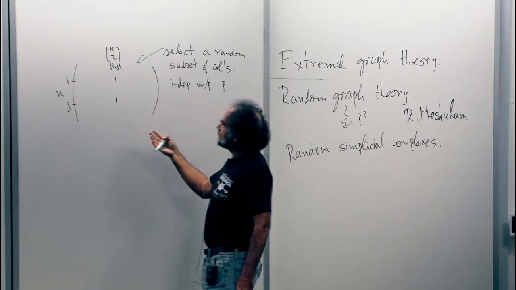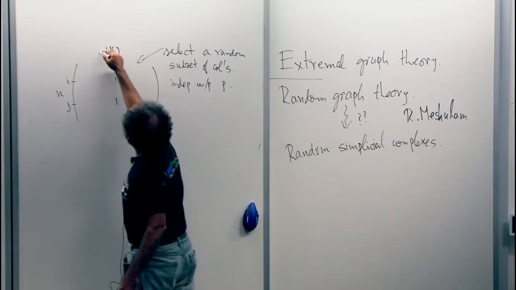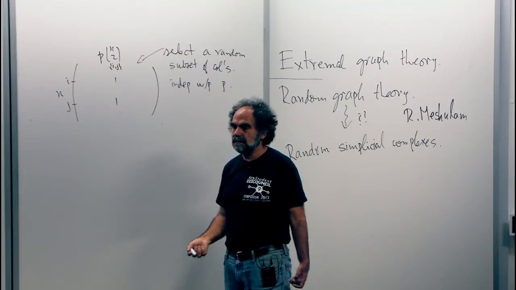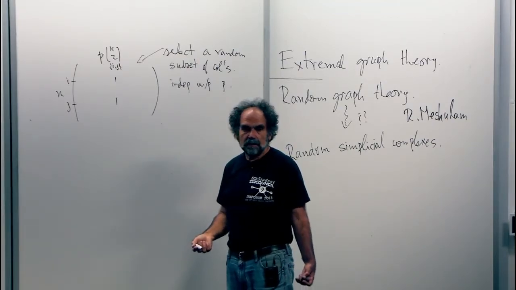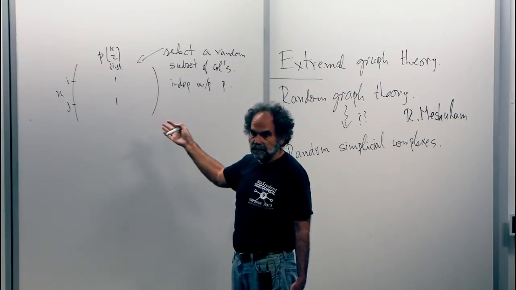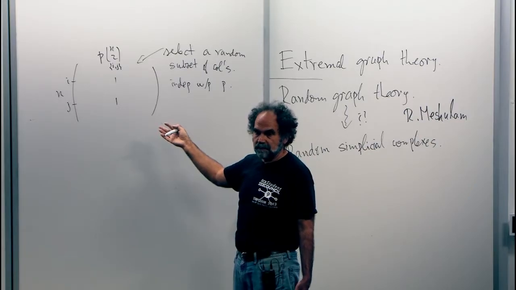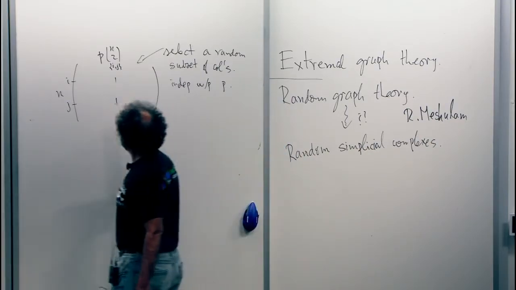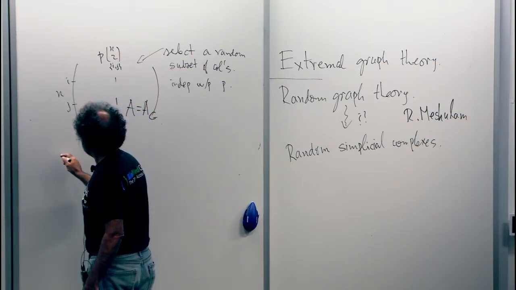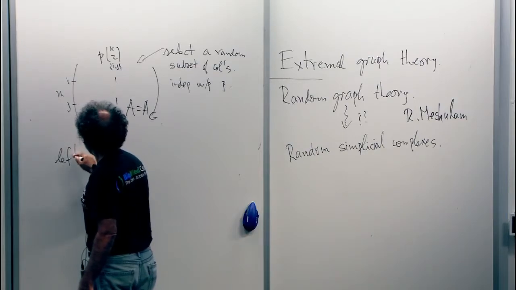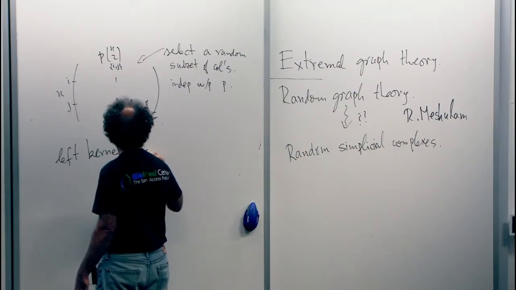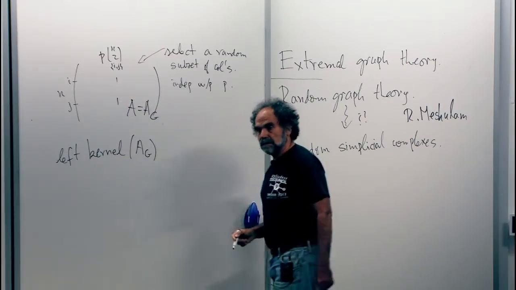But how do we see? Now I give you such a matrix. This is the incidence matrix of a graph. How can you tell whether or not the graph is connected? How do you tell, using linear algebra, whether the graph is connected or not? Let's look, this is A of G. How do you tell if G is connected or not? By considering the left kernel of A of G.